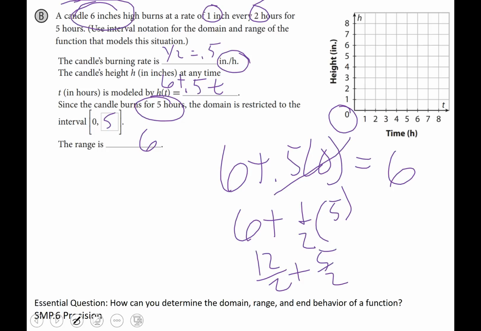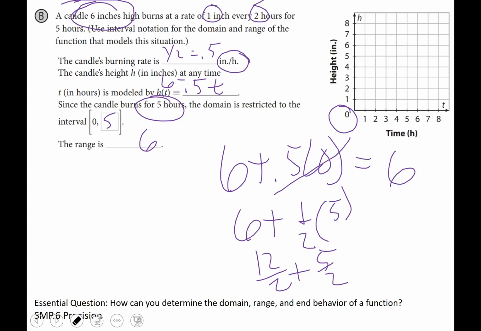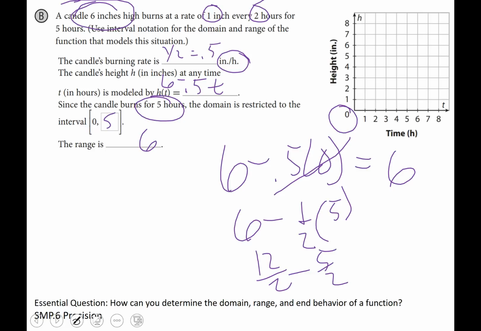I think I have a sign mistake. That's supposed to be minus. This is supposed to be a minus sign. Sorry about that. That's minus, minus. Okay, so now that we've got the sign fixed, 12 halves minus 5 halves is 7 halves, or 3 1/2. So you could either list 7 halves or 3.5 here. Either way works. They did 3.5, and we would have closed brackets on those because the domain was closed.